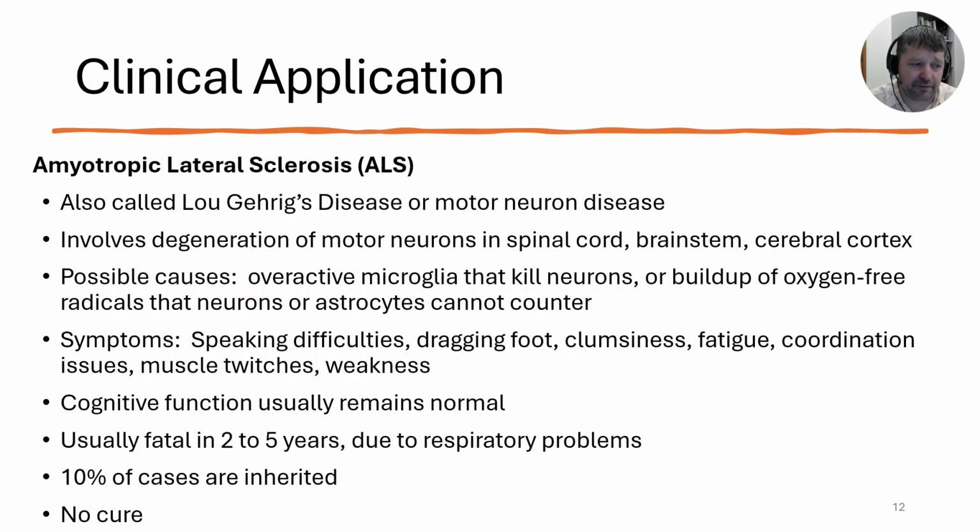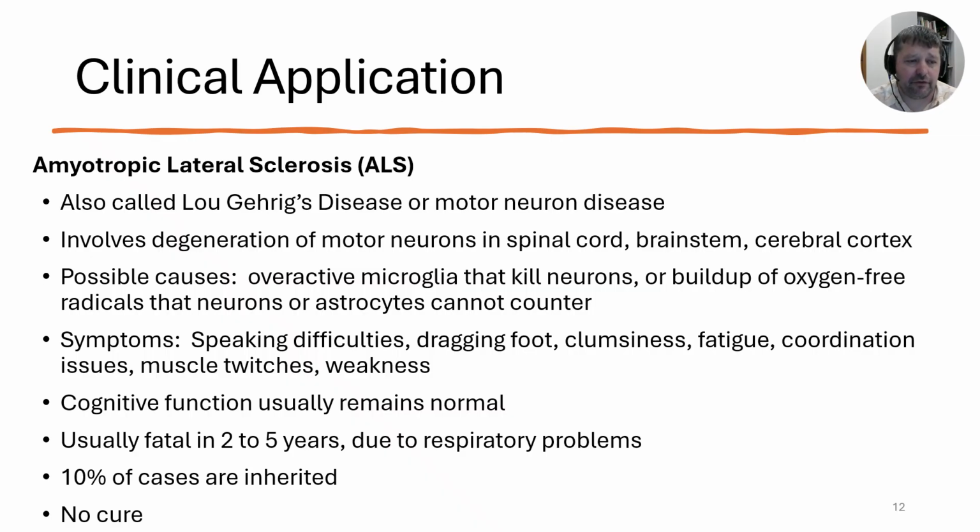So only about 10% are inherited. So clearly this is not just a genetic disorder, or if it is, we don't know enough about the DNA control of the system to say that it's a genetic disorder or disease in this case. But it's fatal, 2 to 5 years with ALS. And right now there is no cure.